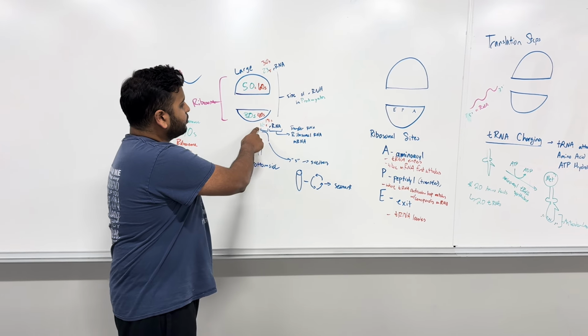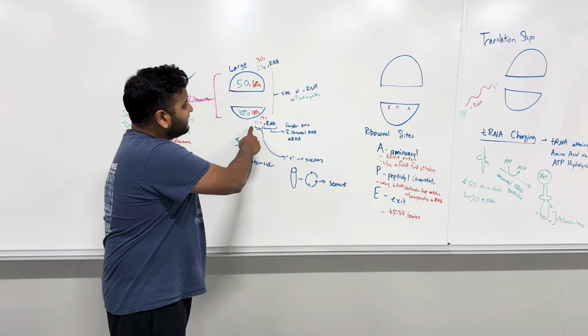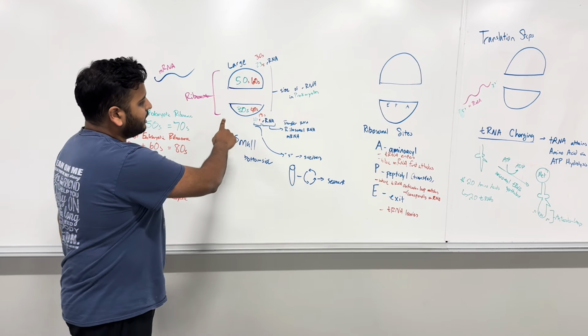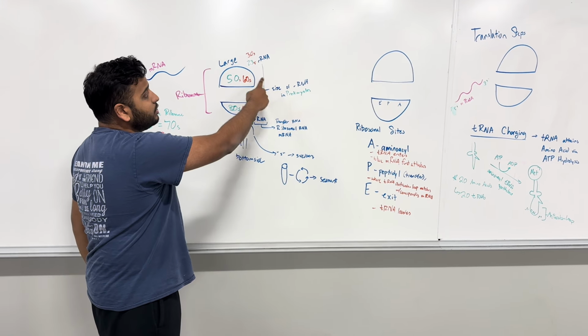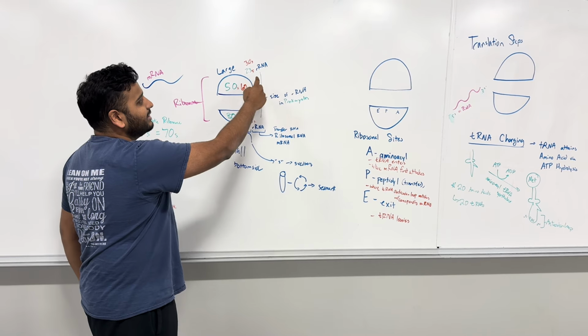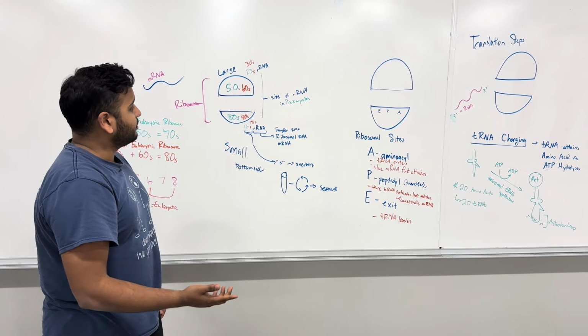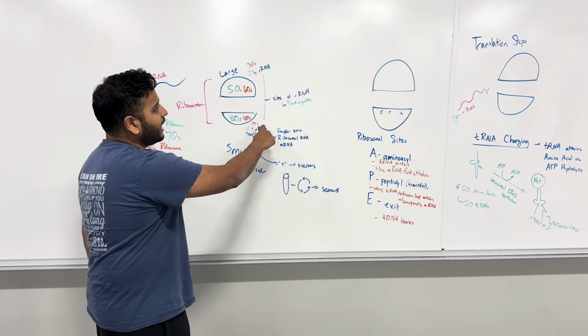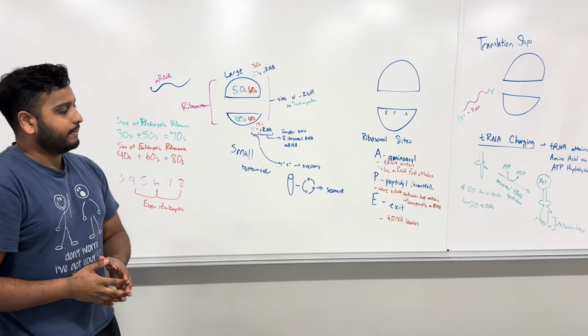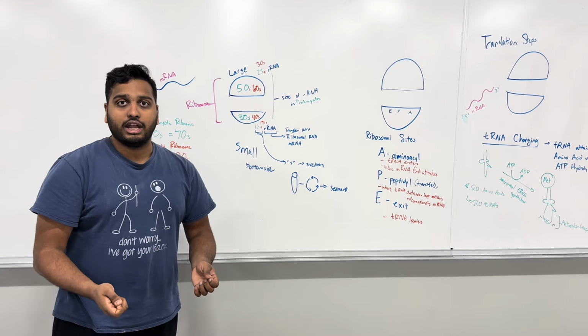In prokaryotes, which is highlighted in green, we have 16S ribosomal RNA within our small subunit. And then in prokaryotes in the large subunit, it's 23S. In eukaryotes, however, it's 18S rRNA and then 30S rRNA. So that's just the type of rRNA we're using.